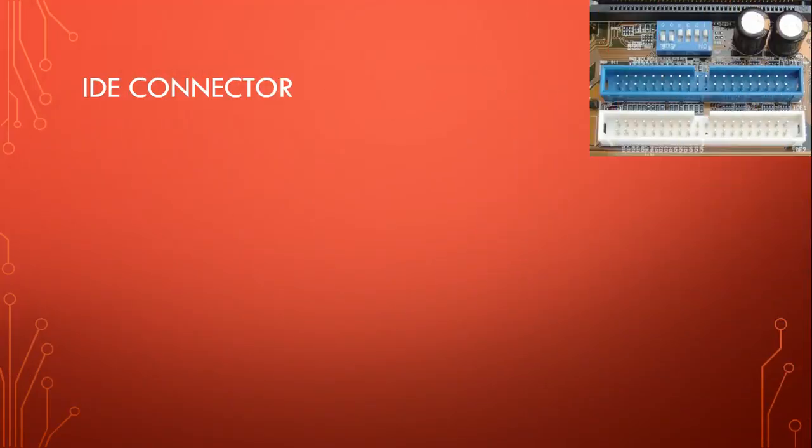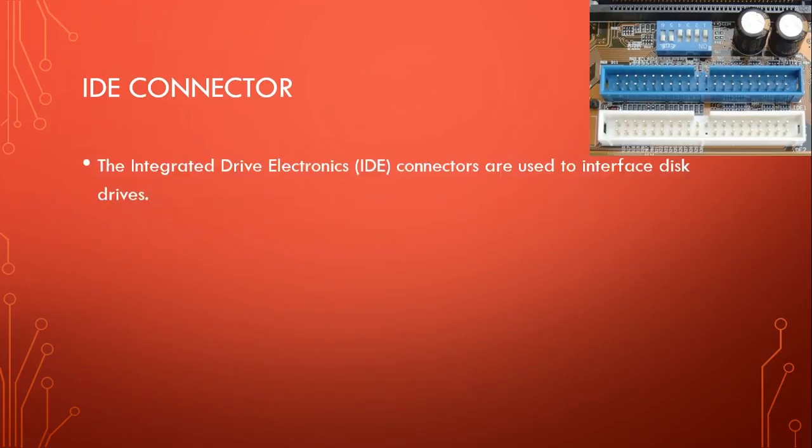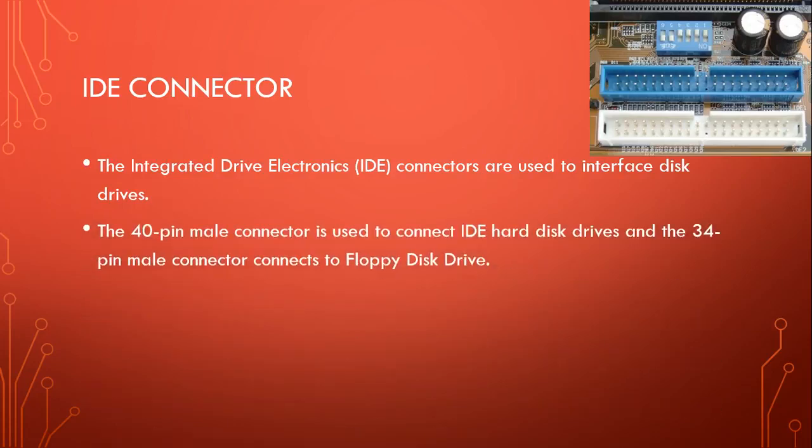All right, we need to talk about the IDE connector next. And this is not something you typically see anymore, but the integrated drive electronics connectors are used to interface disk drives. The 40-pin male connector is used to connect IDE hard drives, and the 34-pin male connector connects to floppy disk drives. So you can see that this seems like an old technology, because who uses floppy disks anymore? But if you ever use those older technologies, or an older IDE drive rather than a SATA powered one, this is the connector you would use. As I mentioned, these have been largely replaced by SATA connectors. SATA is just a faster and better connection.